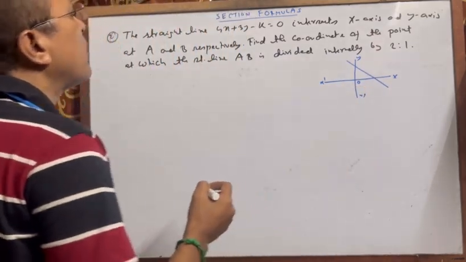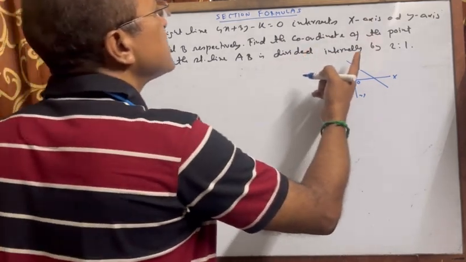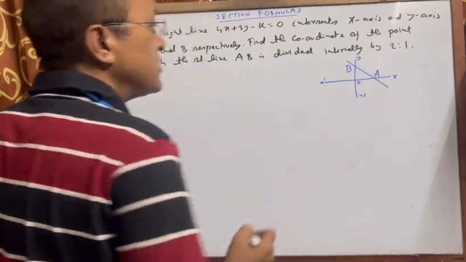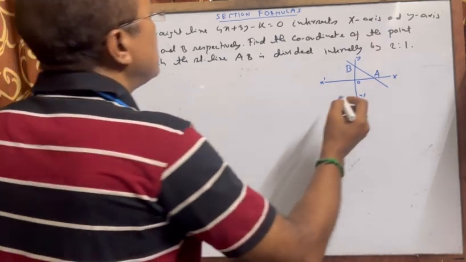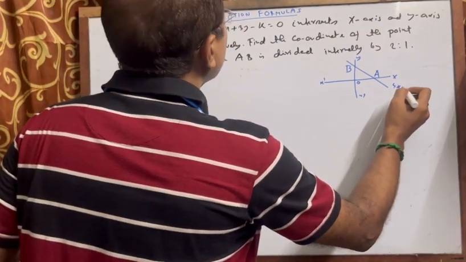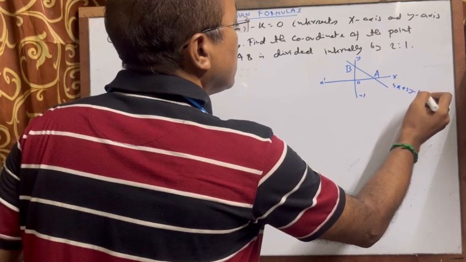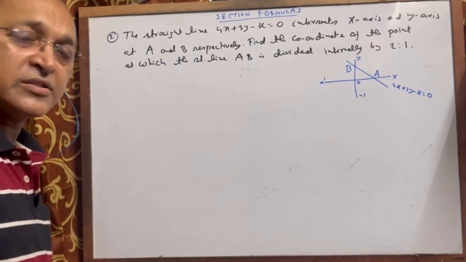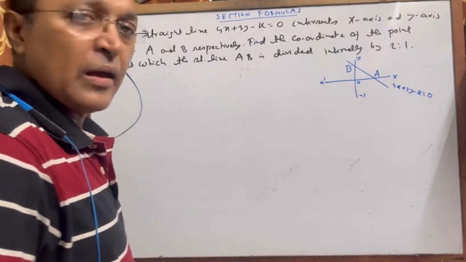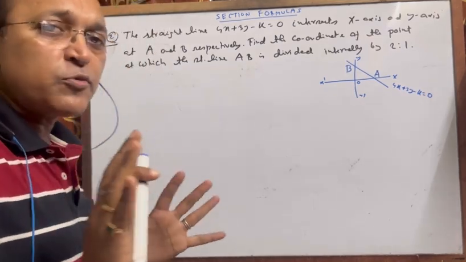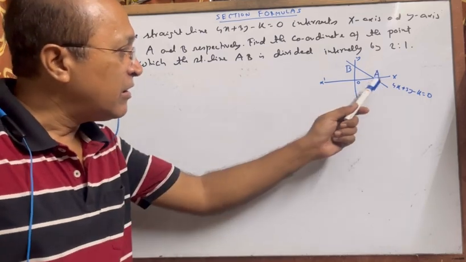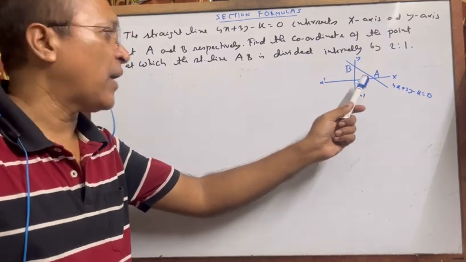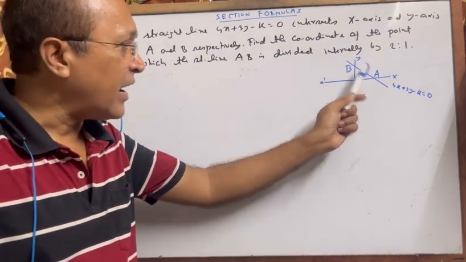Let 4x plus 3y minus k intersect x-axis at A and y-axis at B. This 4x plus 3y minus k is equal to 0 is the straight line passing through x-axis and y-axis, intersecting at A and B. First, we have to find the coordinates of A and B. This particular straight line passes through x-axis at A and y-axis at B.